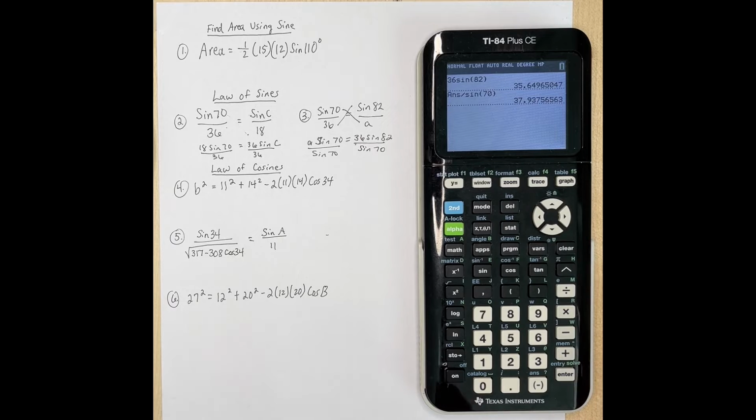our final answer there. We don't need to use inverse sine because we're not trying to find an angle measure, we were trying to find a side length. Okay. All right, the last three we're going to do are in the law of cosines video, and I'll link that in the cards right now. So let's talk through these.